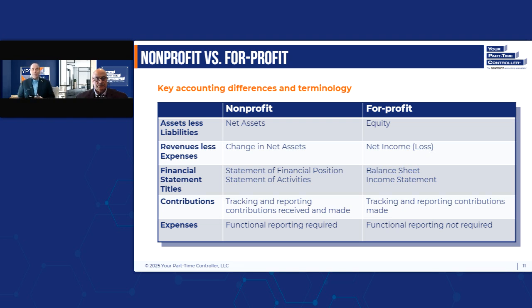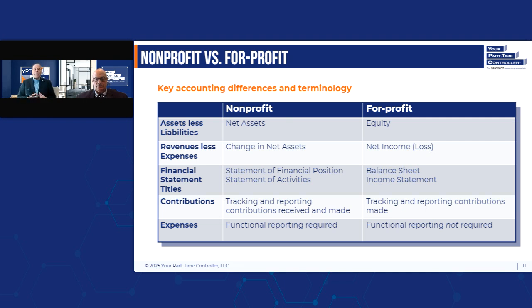For-profits have equity because there's ownership. In a nonprofit setting, there is no ownership. No one owns the net assets of the organization. That's for the general use of the mission. And when an organization would dissolve, those remaining net assets would not go to any one person. They would go to another nonprofit or back to the state that the organization was formed in. So we do not have equity in a nonprofit.